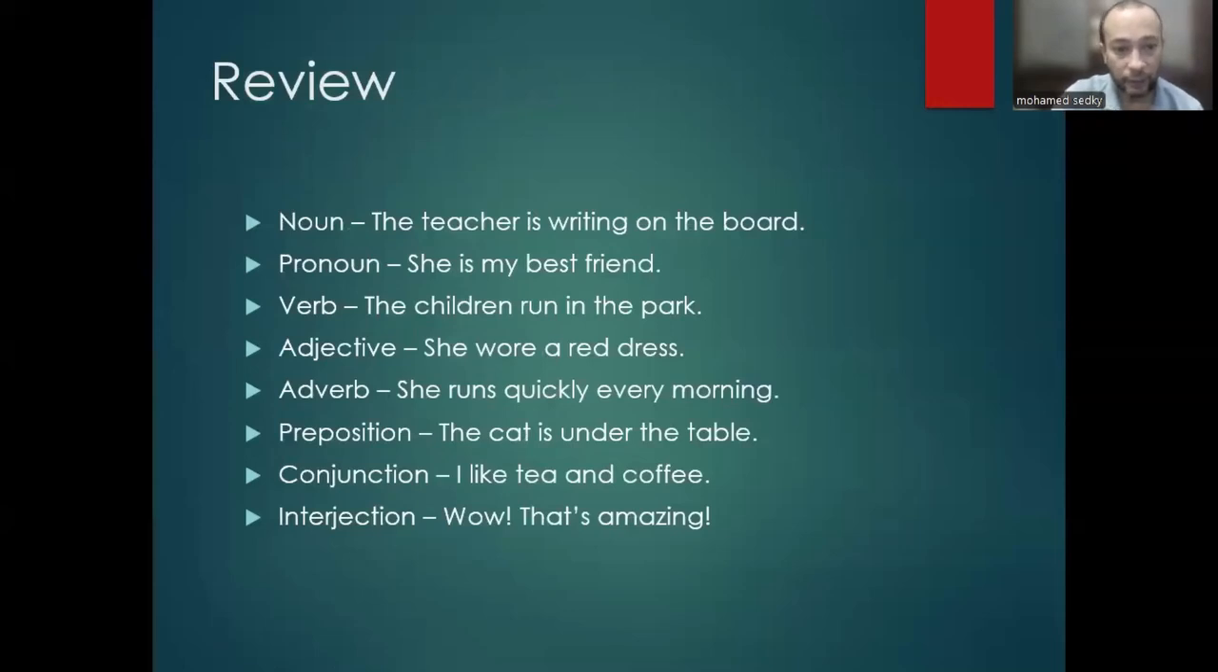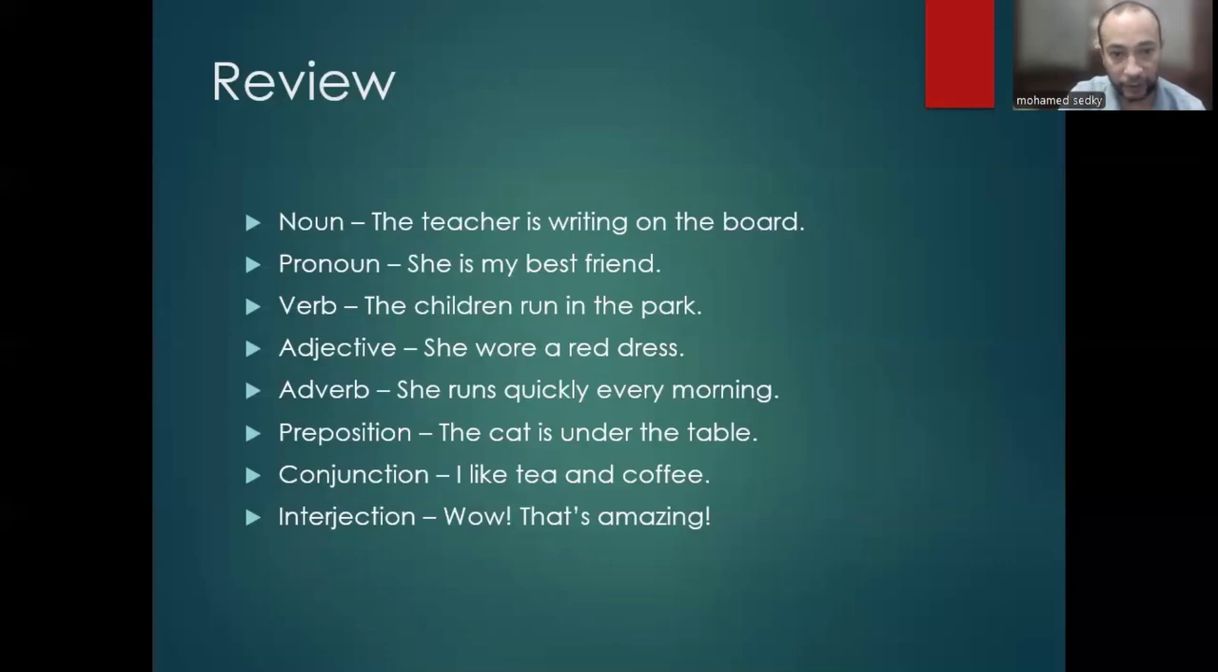Now let's review the 8 parts of speech quickly. The first thing that we have is the noun, and the example that we refer to here, the teacher is writing on the board. So the word teacher and the word board are used as nouns. Now, pronouns are used to replace a noun. She is my best friend. She is a type of pronoun.